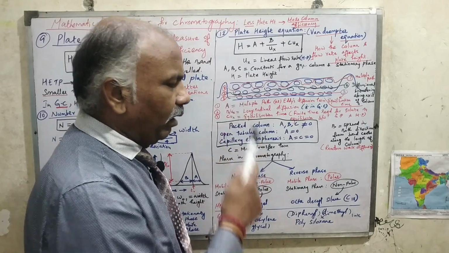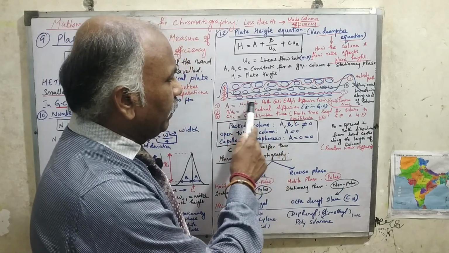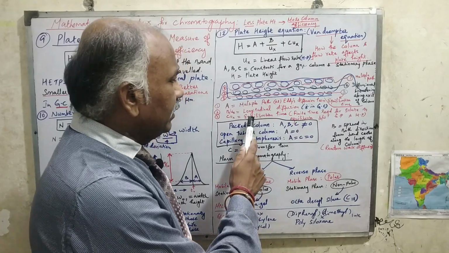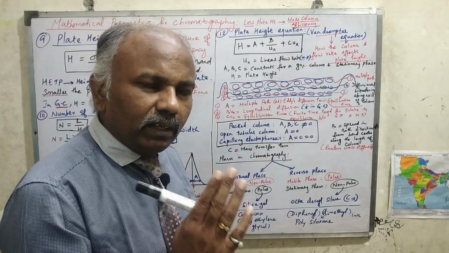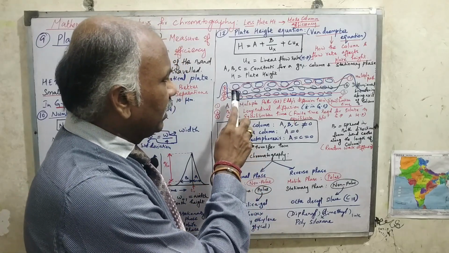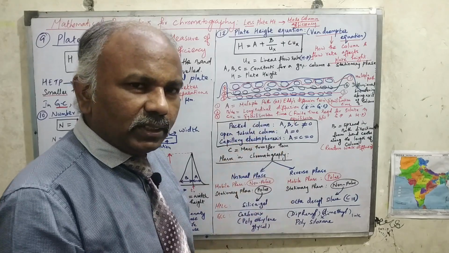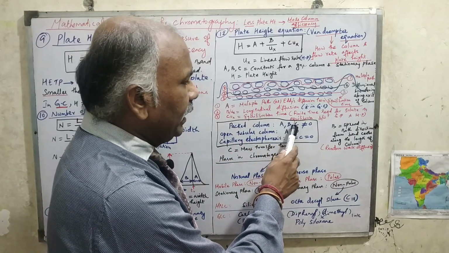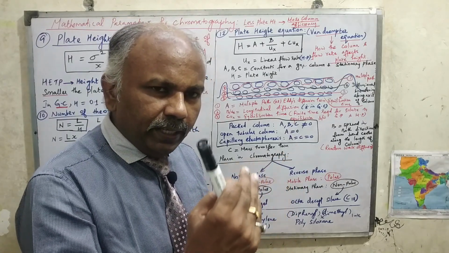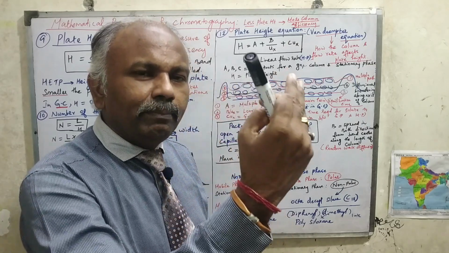If you take the packed column, in the case of a packed column, the multiple path term will be there, longitudinal diffusion also will be there, and then equilibration time, that is your mass transfer term, will be there. So all three will be present. Therefore, the multiple path term is A, longitudinal diffusion is B, and mass transfer is C. So A, B, C is not equal to 0. See, I told you already, when the plate height is minimum, automatically the column efficiency will be maximum, right?